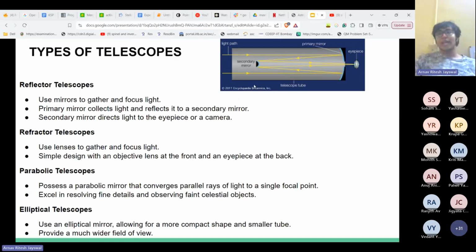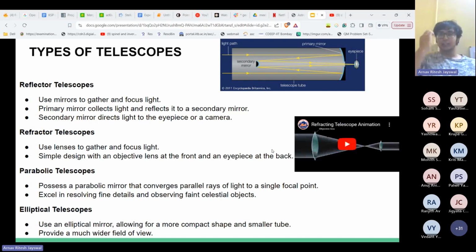And then let's go to the types of telescopes. As we saw in the history of telescopes, there are four basic types. Reflector telescopes use mirrors to gather and focus light. There's a primary mirror which collects the light and reflects it back to the secondary mirror, as you can see here on the image above. The light path goes from the primary mirror to the secondary mirror, which goes to the eyepiece, which is what we observe.